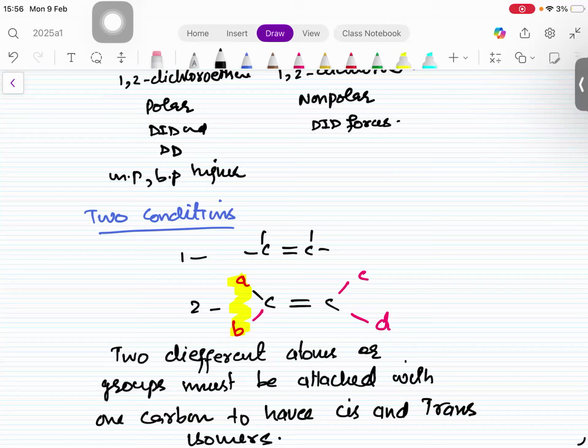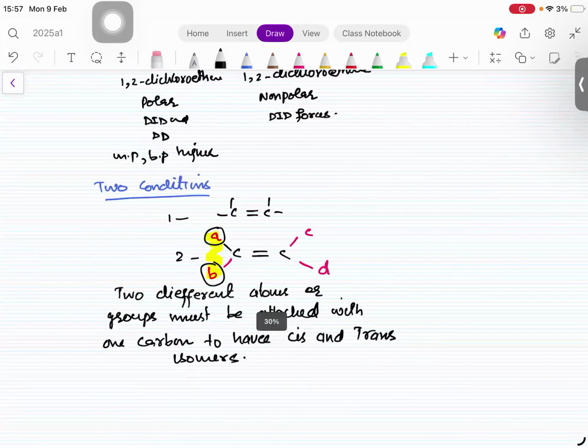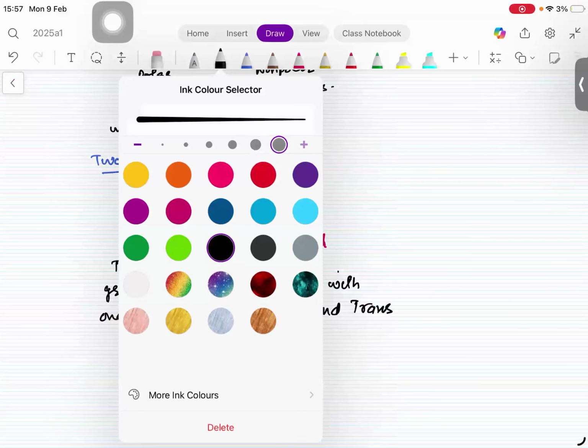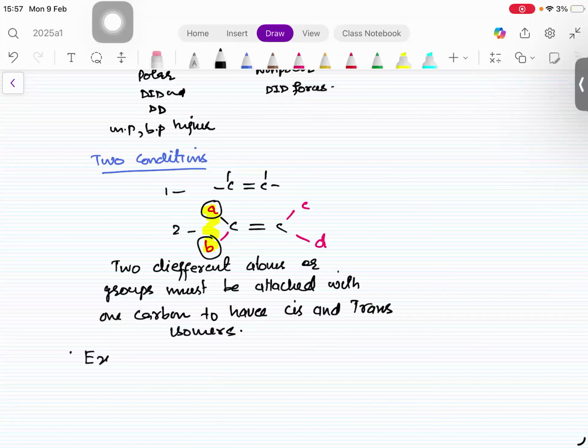So until there is a double bond, there is no restriction on free rotation, and until the same carbon has two different atoms. Like if one is A, the other should be B. Both cannot be A; both cannot be the same atoms or groups. Right? For example, now let's see the examples. I will also explain.